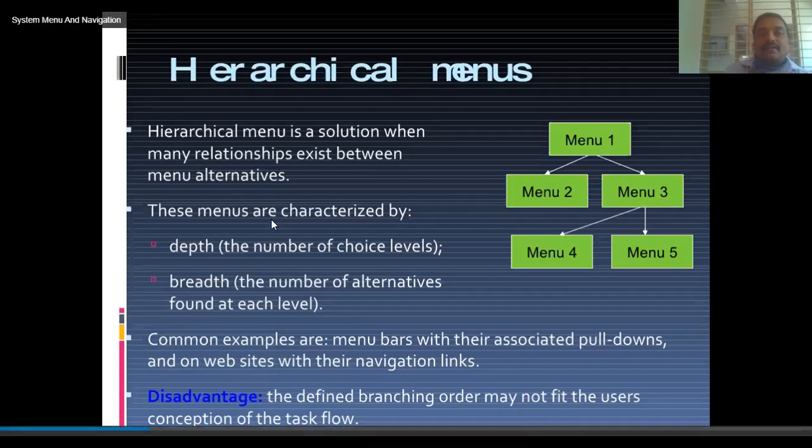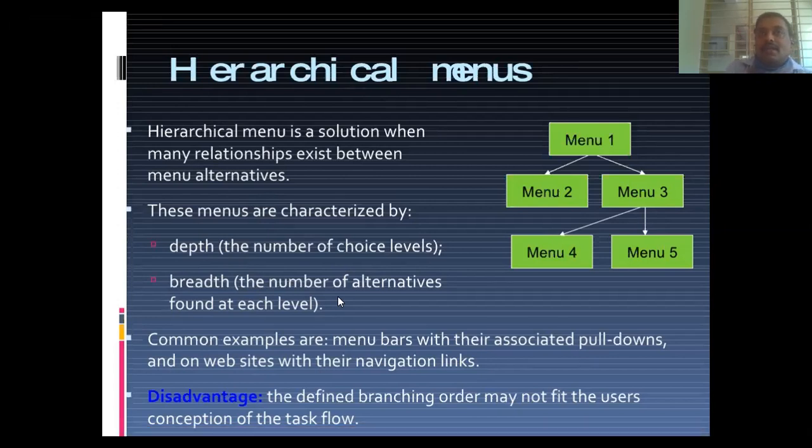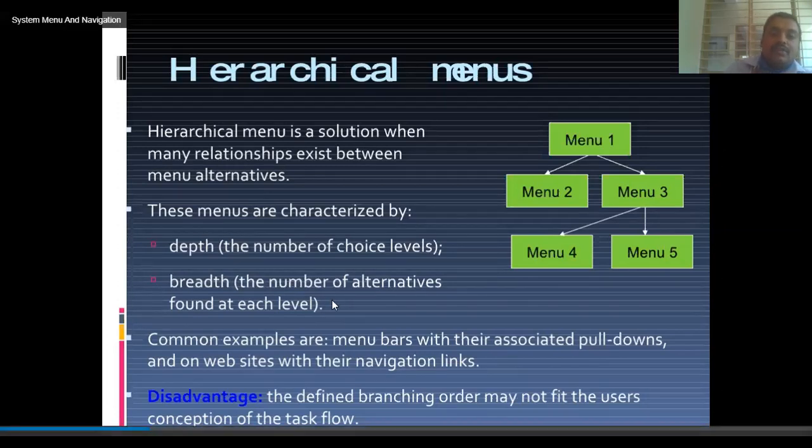The characteristics of these menus are depth and breadth. What is the meaning of depth? Depth refers to the number of choice levels. The breadth is the number of alternatives found at each level. For example, if you go to File and Save As, there again there will be some alternatives, to save as a PDF or save as a Word or save as the latest Word or something like that. That refers to the alternative level under the sub level.